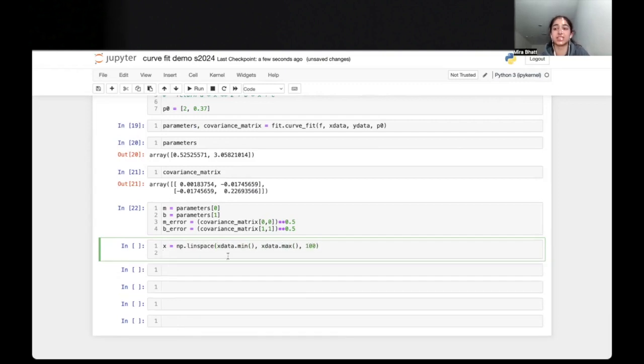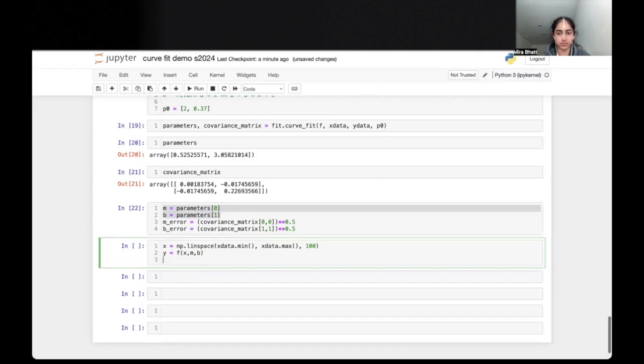This is going to give me 100 points between the minimum in my actual data and the maximum in my actual data, just to make sure that my arbitrary values aren't totally going to the sides of my graph. And then let's make our predicted values. We're going to use our model equation, just feed in everything that we pulled out earlier. So these two. And then let's plot everything on the same graph.